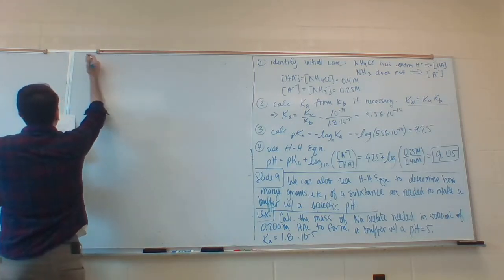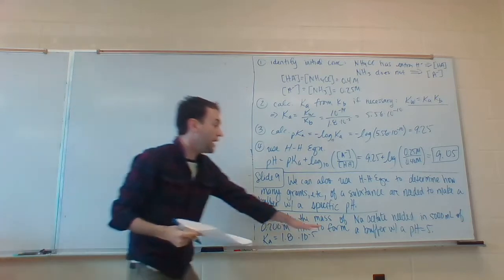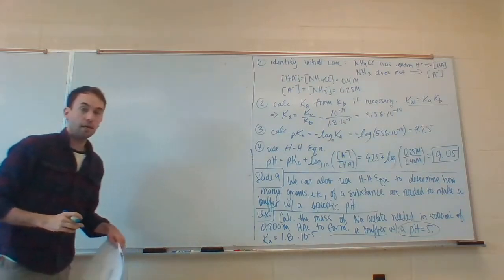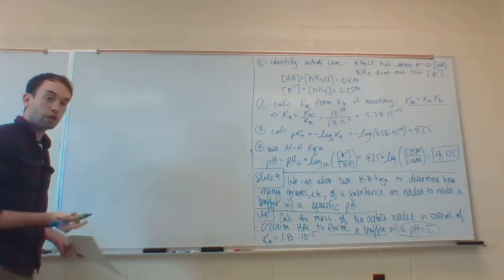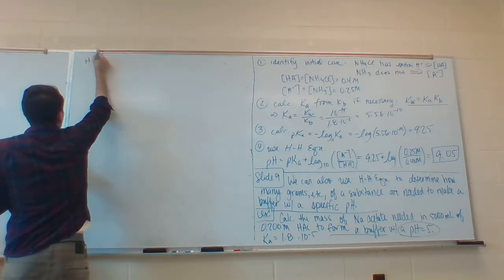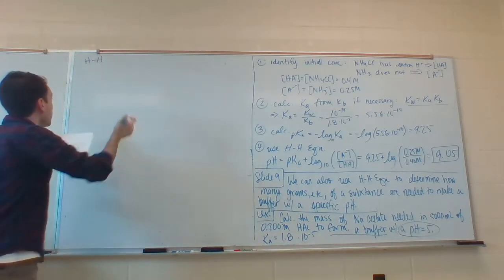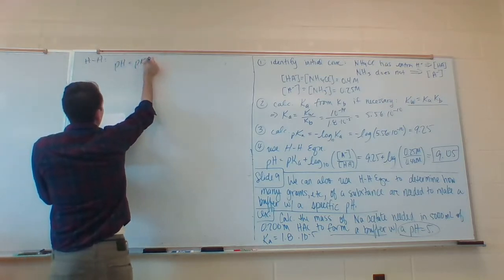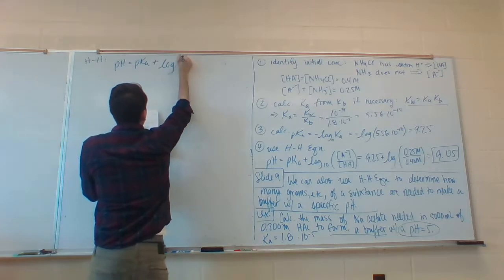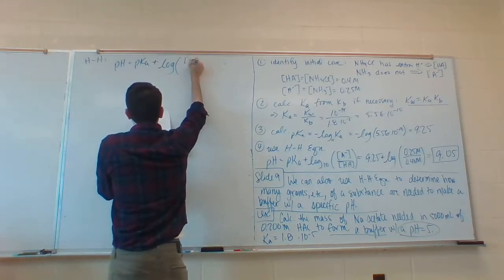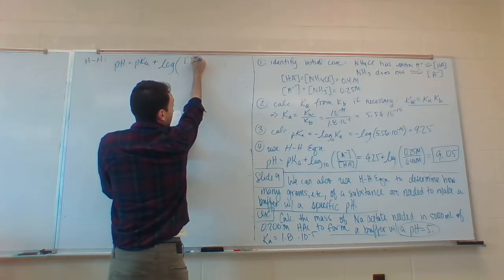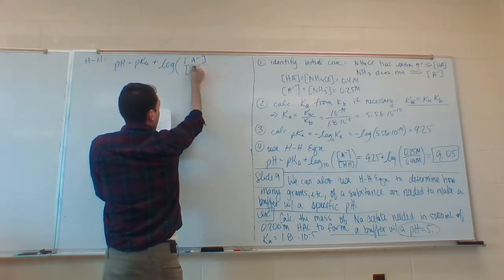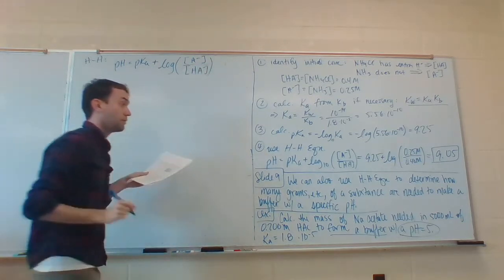Now, to start this problem, since we're trying to make a buffer with a specific pH, we know we're going to use the Henderson-Hasselbalch equation. So what is that? That's going to be our pH is equal to the pKa plus the log base 10 of the concentration of the base species over our acid species, right?